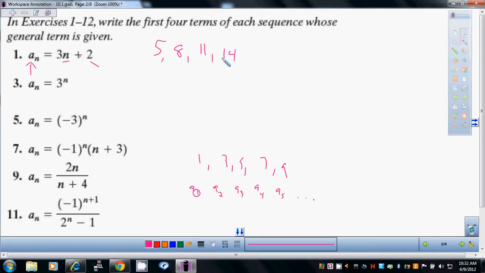So, for instance, on number 1, if I had said, what is the 13th term? You'd be looking for a sub 13, the 13th term. You just plug in 13. 3 times 13 is 39 plus 2, and the 13th term would be 41. So these a sub n's are just the formulas for finding whatever term that is.